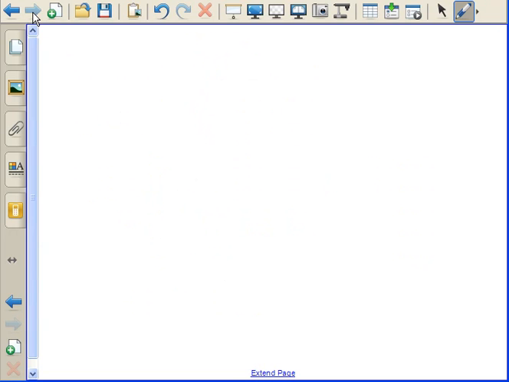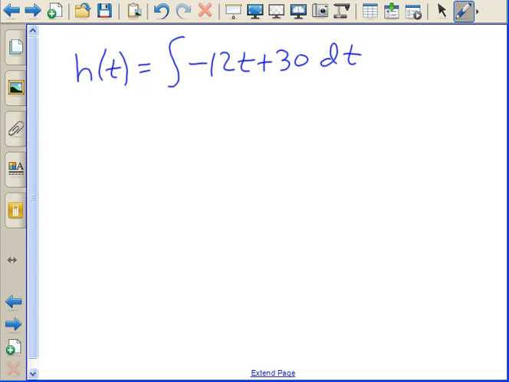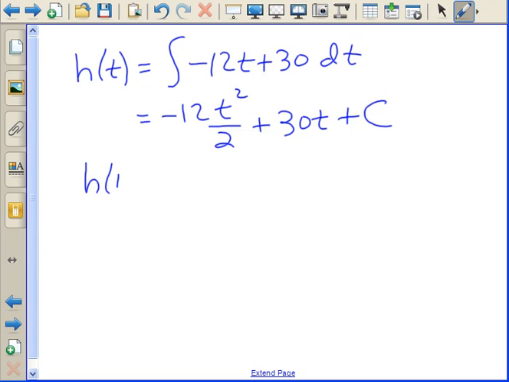Now we just said on the previous page, to get the height function we need to integrate velocity, so that's now the integral of negative 12t plus 30. We're integrating that with respect to time using our basic integration rules. We get negative 12t squared over 2 plus 30t plus c. That simplifies to a height function of negative 6t squared plus 30t plus c.